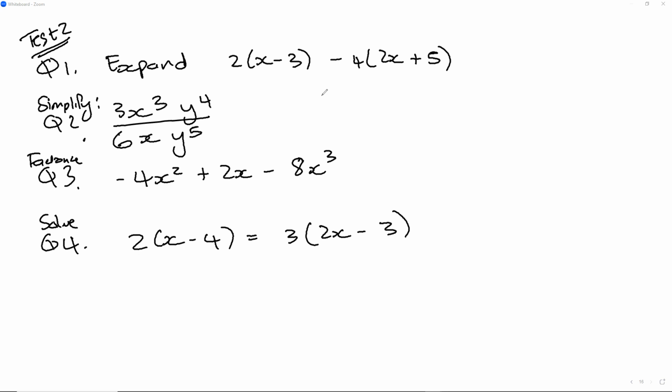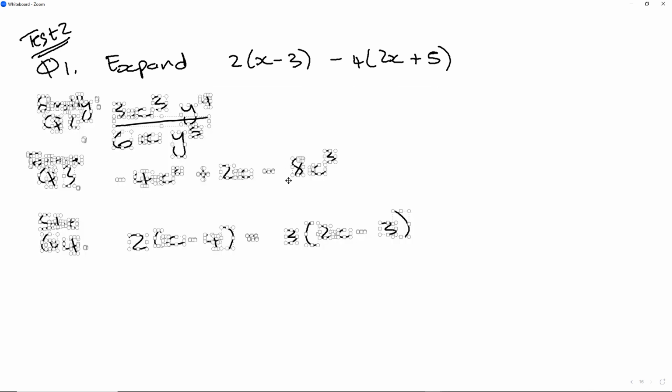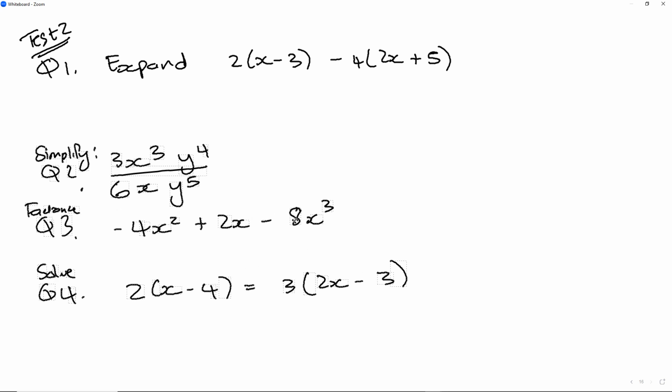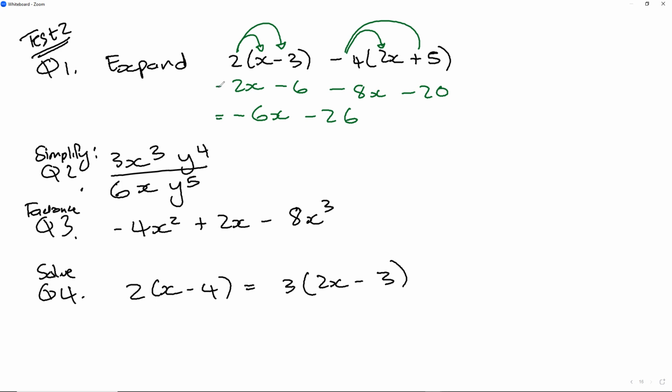The first one here, I need to expand it, so I need to actually get some space first. Okay, so 2 goes into the bracket, becomes 2x minus 6. Minus 4 times 2x becomes minus 8x. Minus 4 times 5 becomes minus 20. 2x minus 8x is negative 6x. Minus 6 minus 20 is minus 26. And I'm done.